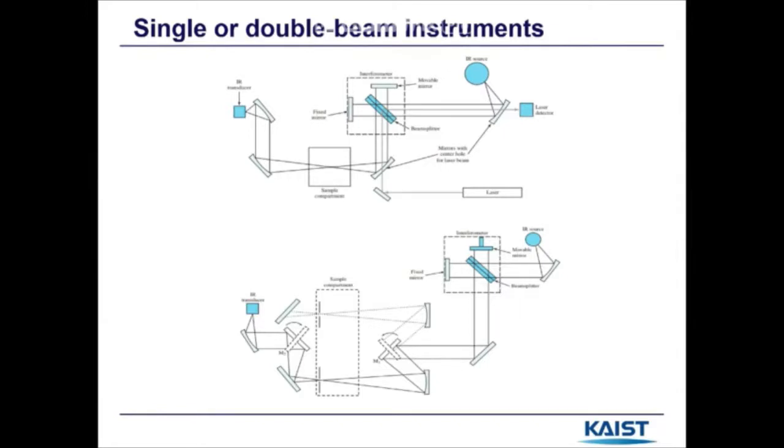A double beam spectrometer is illustrated in the lower diagram. The mirrors directing the interferometer beam through the sample and reference cells are oscillated rapidly compared to the movement of the interferometer mirror, so that the sample and reference information can be obtained at each mirror position. The double beam design compensates for source and detector drift.